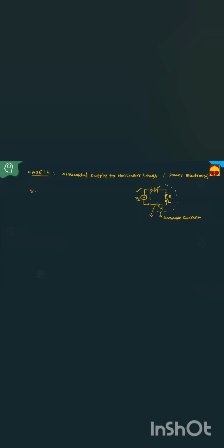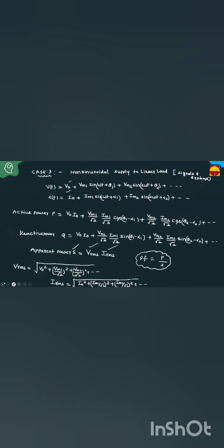So, for example, V equal to Vm sin omega t. Let some angle theta. Then what is the current? The current i of t equal to, it may consist of a DC component also, Im1 sin(omega t plus alpha 1) plus Im2 sin(2 omega t plus alpha 2) plus and so on. Because of non-linear loads, even though the supply is pure sinusoidal, the current is non-sinusoidal.